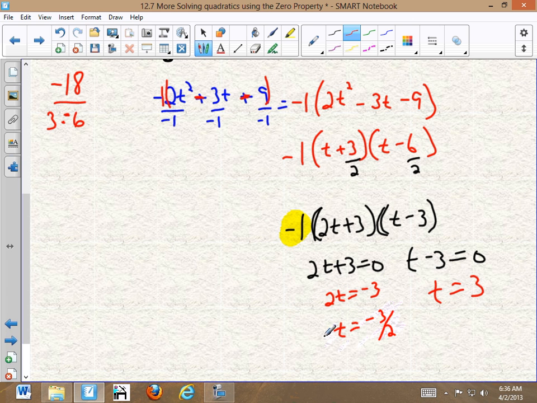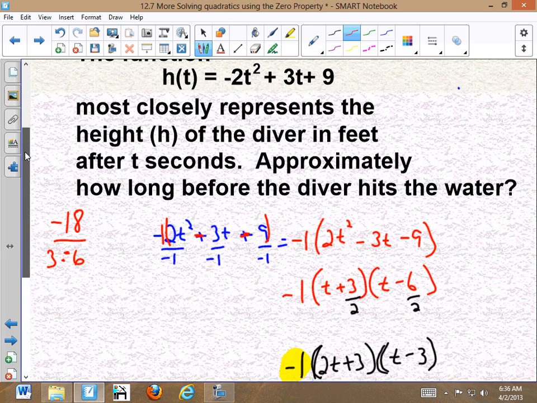Now, can the diver be in the air for negative time? No, he's not a time traveler. He cannot be in the air for negative time. That is not your answer. 3 seconds. The diver was in the air for 3 seconds. That's your answer.